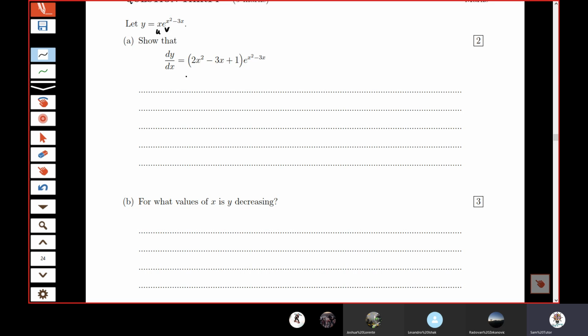Okay, here we go. U dash. U dash is just obviously 1. Plus V dash. Okay, to differentiate this guy, the answer is going to be 2x minus 3, the derivative of the power. That's how I do it. Then keep the exponential the same. That's V dash times U.